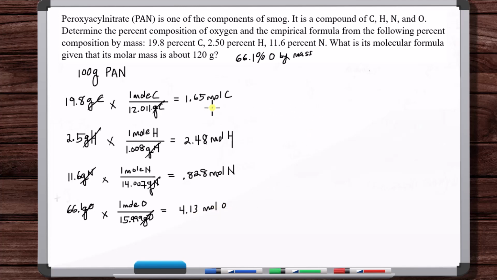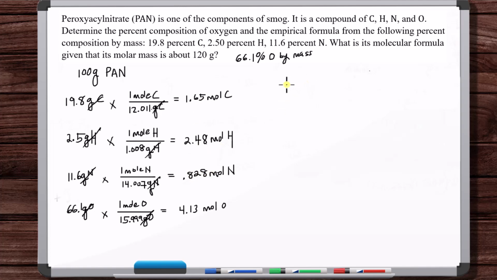All right, so now we have the number of moles of each of these elements in 100 grams of PAN. You might be saying, we have a problem because how do we know the total number of moles in 100 grams of PAN? We can't just add these up because it depends. Do we have 3 carbons? Do we have 4 hydrogens? We don't need that. This is all we have to do: take the smallest value and divide everything by that.